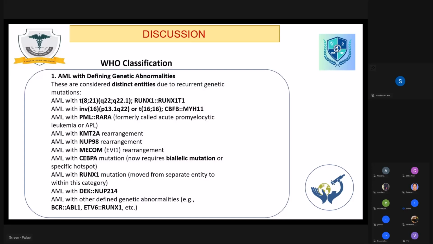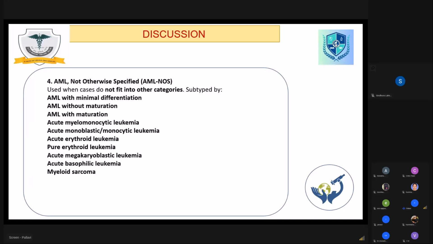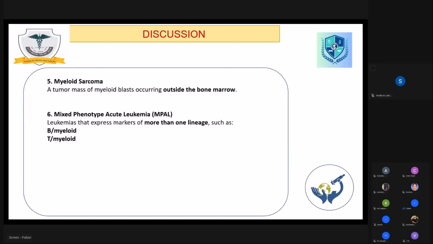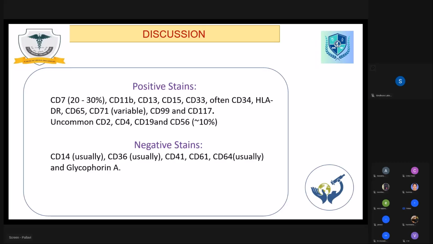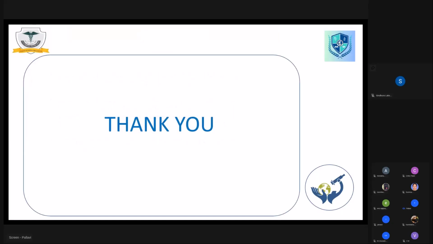So the WHO classification has broad headings under AML with defining genetic abnormalities, AML with myelodysplasia related changes, therapy related myeloid neoplasm, AML not otherwise specified, myeloid sarcoma, and mixed phenotype acute leukemia. Positive markers for AML M2 are mostly CD34 and HLA-DR, and negative markers are usually CD14, CD36, CD41, CD61, CD64, and glycophorin A. So these were my references. Thank you.